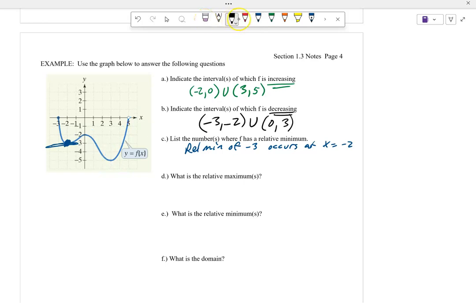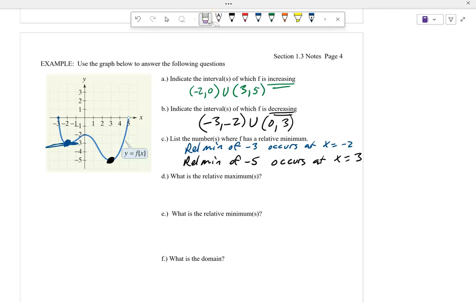Now let's do the other relative minimum right here in black. We also have a relative minimum, a bottom of a valley of -5. The relative minimum is -5. But it occurs, that's really what they're asking here, it occurs at that x value. So where did they occur? When the x value is -2 and when the x value is 3.